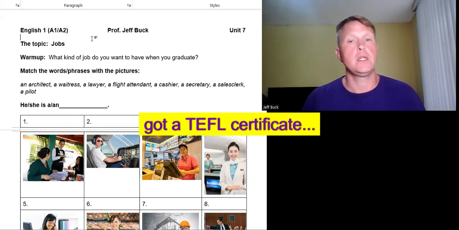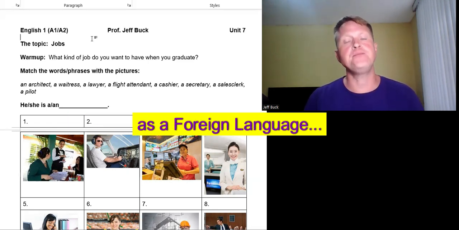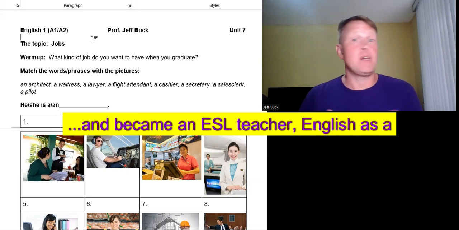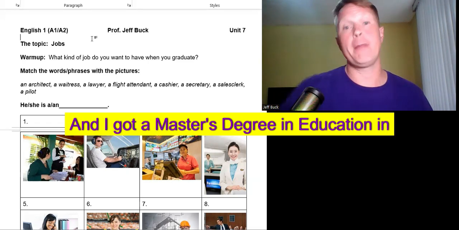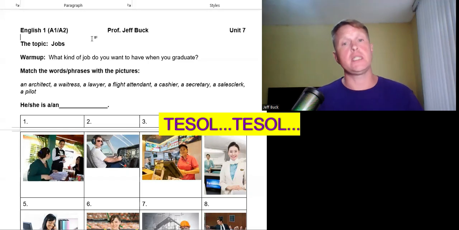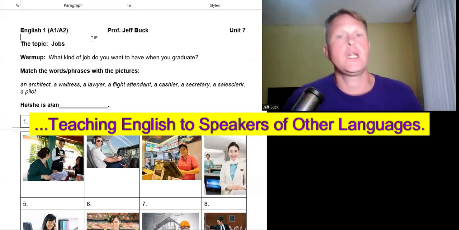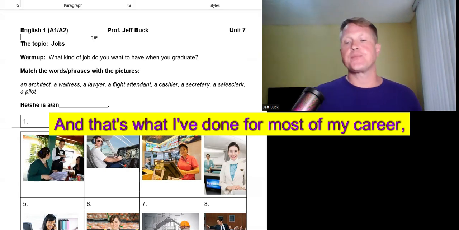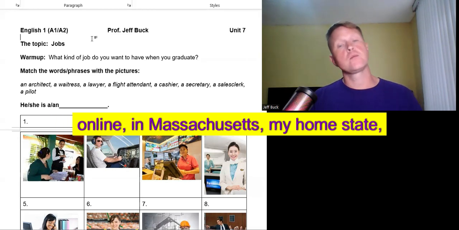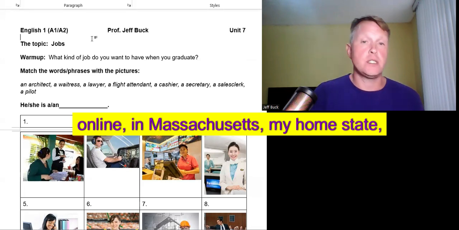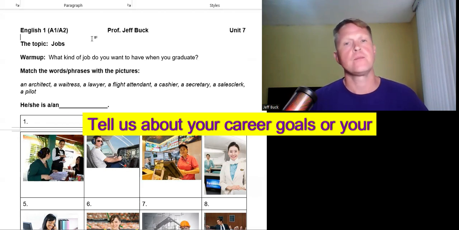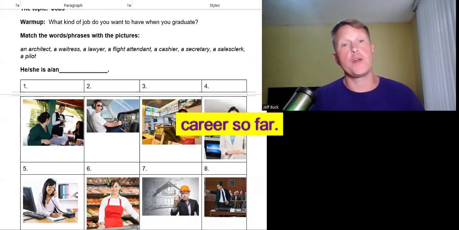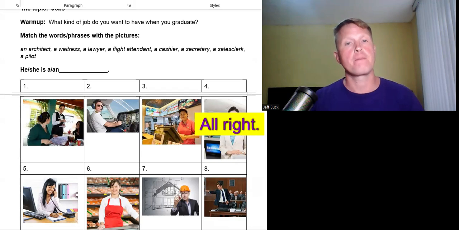I got a TEFL certificate, TEFL, teaching English as a foreign language, and became an ESL teacher, English as a second language. And I got a master's degree in education in TESOL, TESOL, teaching English to speakers of other languages. And that's what I've done for most of my career. Online, in Massachusetts, my home state, in Korea, and elsewhere. So how about you? Tell us about your career goals or your career so far. All right.